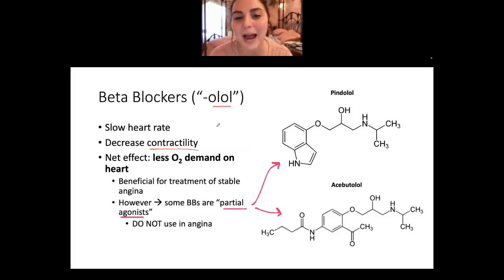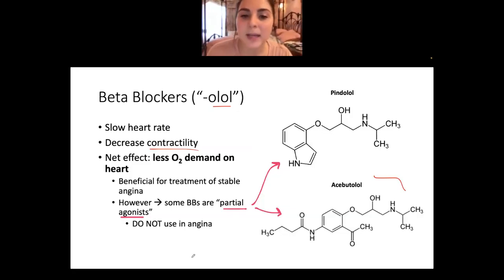But these are partial agonists, which sounds super counterintuitive, but not only do they block beta receptors, they actually partially agonize. And I don't know if you guys remember from neuro, but some dopamine receptor blockers also are partial dopamine agonists. So it's just a feature of some drugs for whatever reason. If I understood chemistry better, I would explain why, just looking at the structure of these, but I have absolutely no idea. But you just need to know they're partial agonists as well.